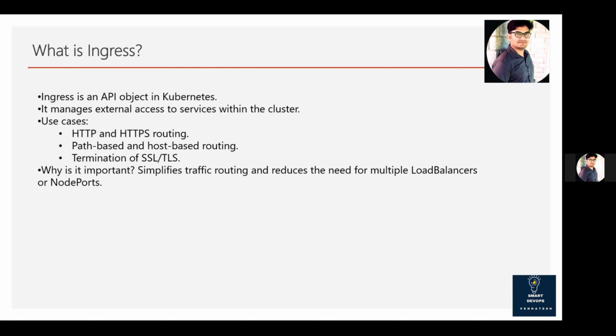So first of all, what is an ingress? As I said in my previous video, there are so many API objects. API objects are nothing but deployments, pods, services, etc. in Kubernetes. Similarly, we have an ingress API object in Kubernetes. So what will it do and what services will it handle?